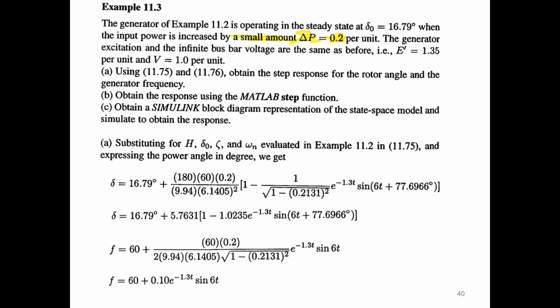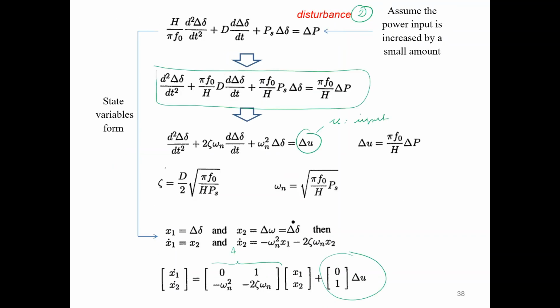So in this case, the problem is that we obtain the step response of the rotor angle and the generator frequency. Of course, the frequency is derived from the rotor speed, right? You change the rotor speed from radian per second to hertz. That becomes the frequency. Okay, I'm not sure whether you understand this or not.